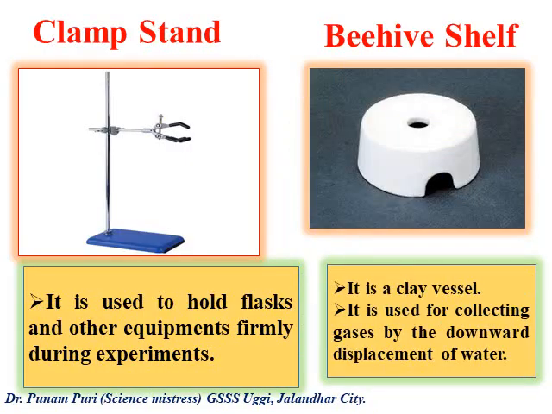Clamp stand and beehive shelf. Clamp stand is used to hold flasks and other equipments firmly during experiments. Beehive shelf is a clay vessel used for collecting gases by the downward displacement of water.